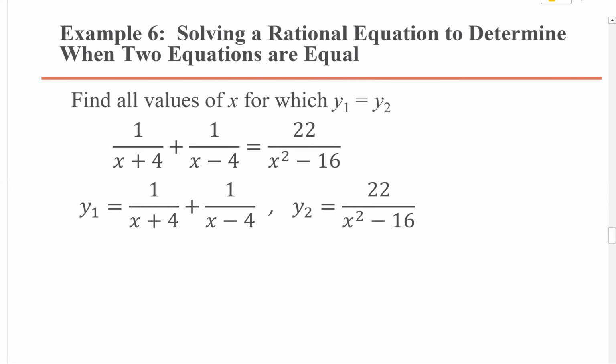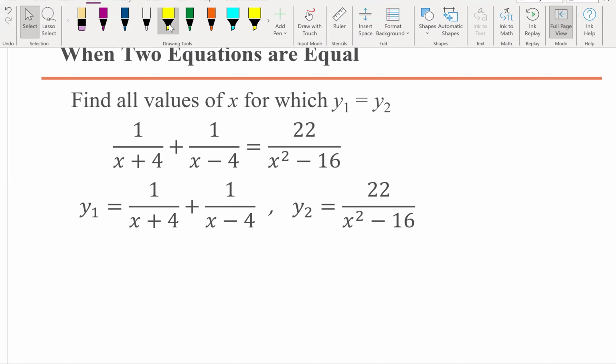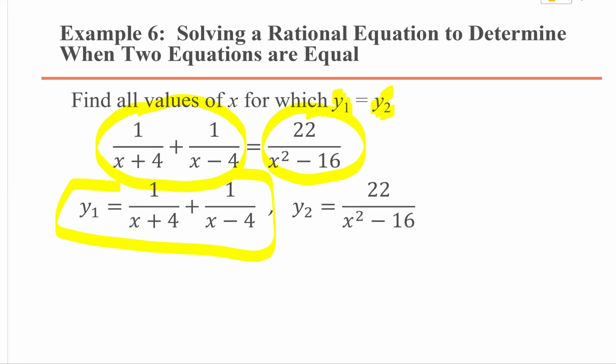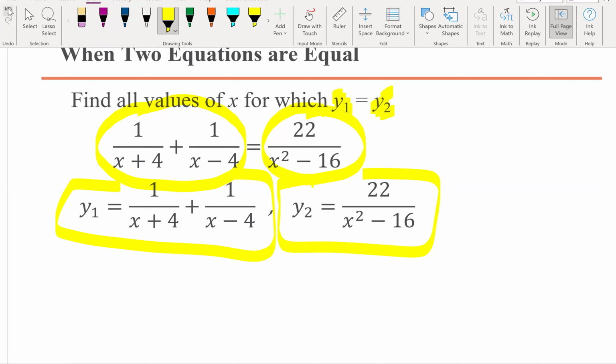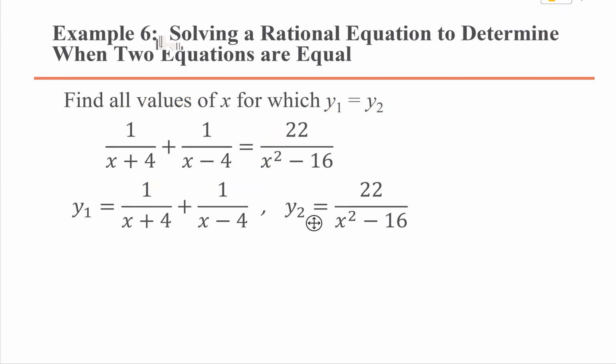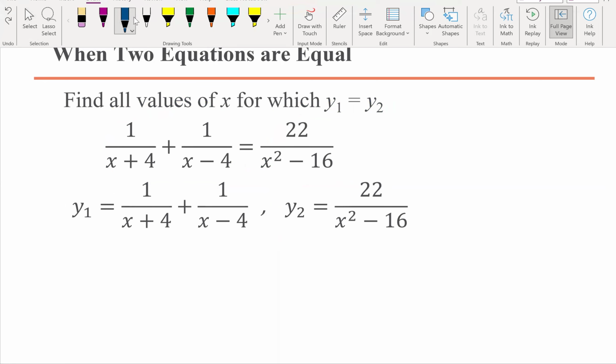Let's see. The phrasing of this one is kind of complicated. Find all values of x for which y1 equals y2. What are they talking about? I think they're just trying to say, find all values of x for which the left side of the equation is equal to the right side. But this y1 and y2, they're just complicating stuff. They're saying y1 is the left side and y2 is the right side. Why even say that? I almost understood what was going on until you said that. And now I really don't understand. Thanks, guys. Anyway, I just ignore that second part and focus on this.